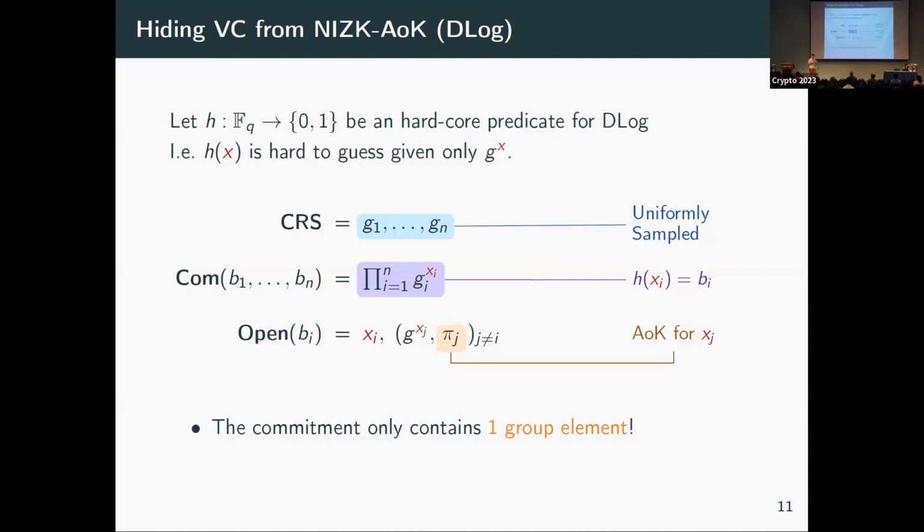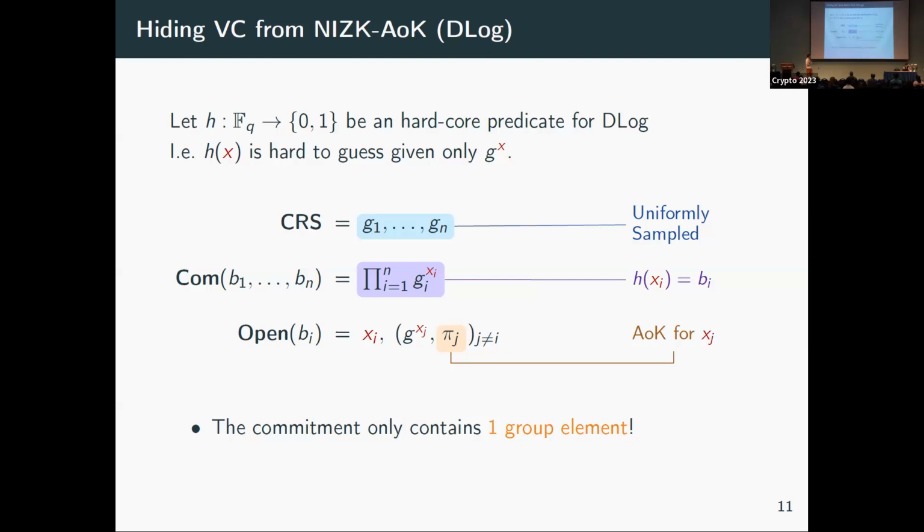So assume we have a hardcore predicate for discrete log, that is, a bit of the exponent that is very hard to guess even after you see the group element g^x. And what we do is we get a vector commitment to bits. Given this vector of bits b1 to bn, we choose exponents xi so that the hardcore bits match the bits we want to commit to. And then we produce a Pedersen commitment to all these exponents. It is as simple as that. And this is, of course, constant size.